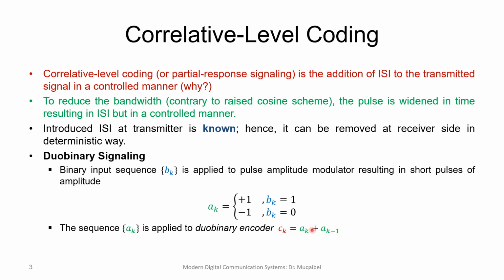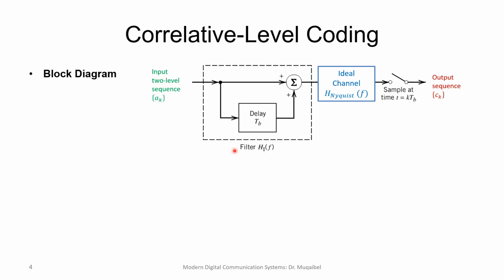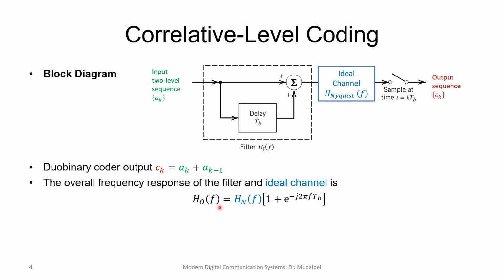There is ISI introduced here in a controlled way. So in the block diagram, it looks like this. The input sequence is already A K, not B K. It's not the bits; this is the polar sequence. We have a delay here to represent the coding, and then we add every one to its previous one. That's in an addition fashion. So it goes through the ideal channel, and then we receive the sequence. Remember that the sequence now is coded because we have introduced ISI. So the duobinary coder has the following formula.